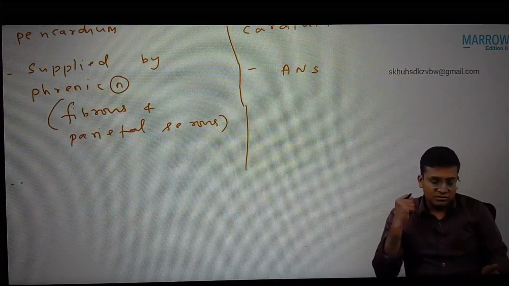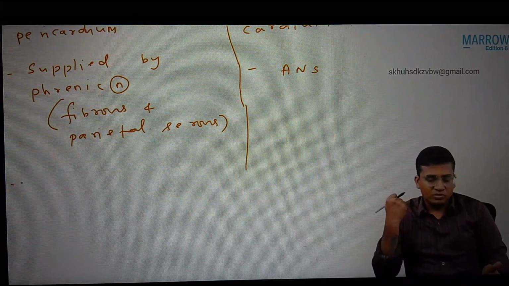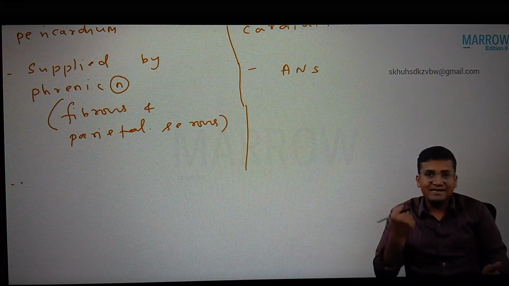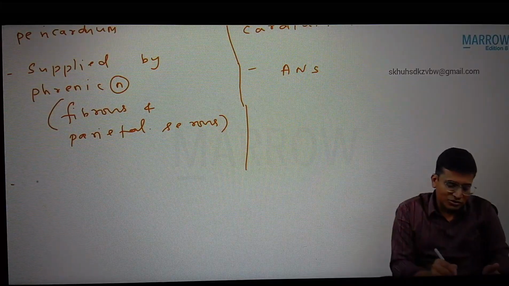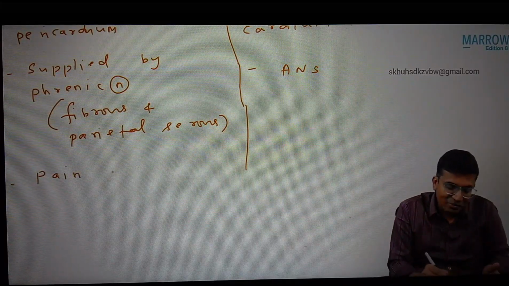Next one, now the last point. The parietal layer is supplied by the phrenic nerve, and the phrenic nerve is a somatic nerve. So the parietal layer is pain sensitive.